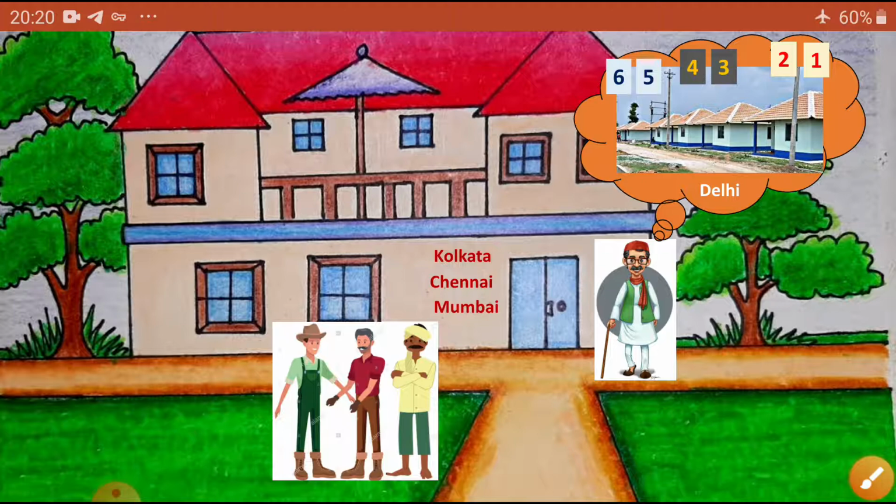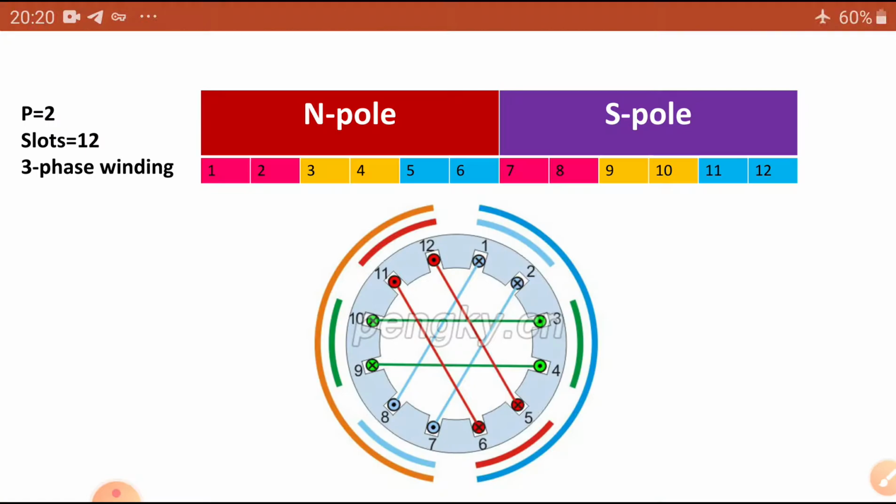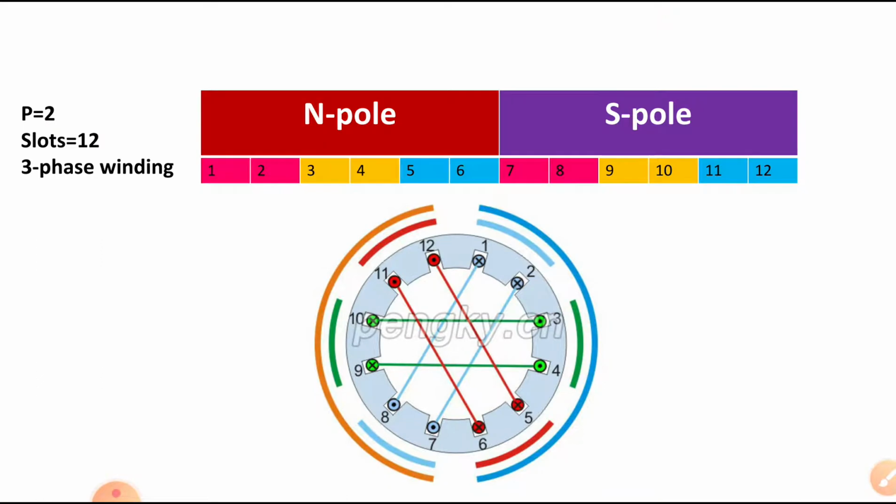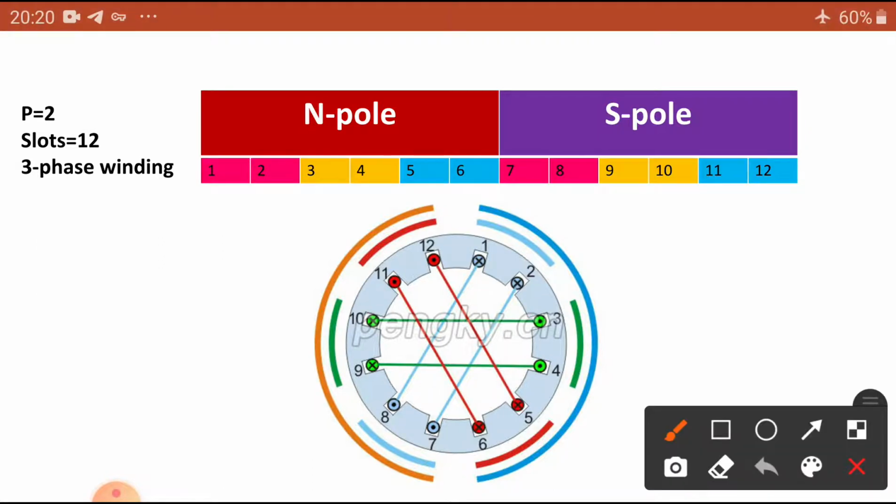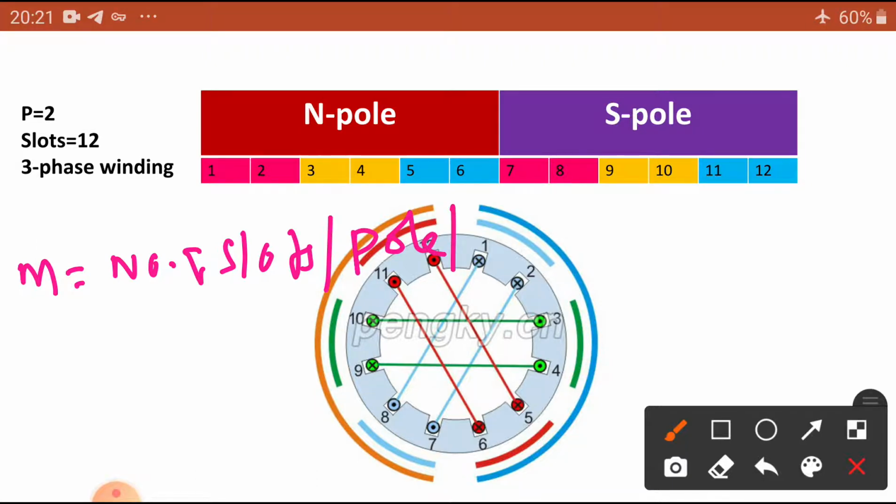Let us see that one. Now, suppose there are 2 poles, only 2 places, what will happen? You can see here, for example, the number of poles is 2, slots are 12 and phases are 3. What is M? I am going to calculate M, which is equal to the number of slots divided by the number of poles by the number of phases.